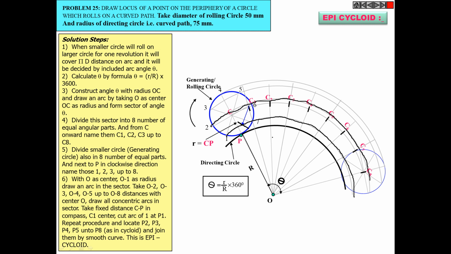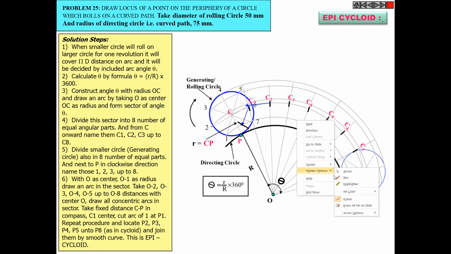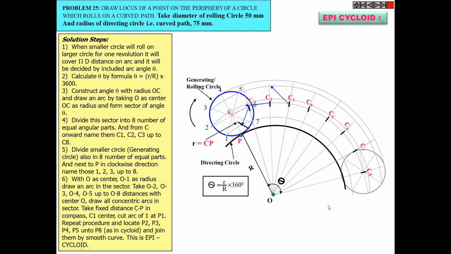Cut an arc in clockwise direction. So this is the third locus point of your epicycloid, that is P3. And you do the same process for all other points. Similarly for C3, I will cut that arc point on this third curved line. So this will be your C3.